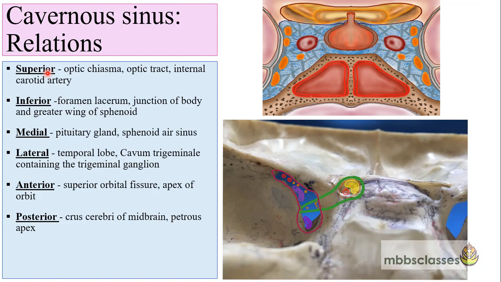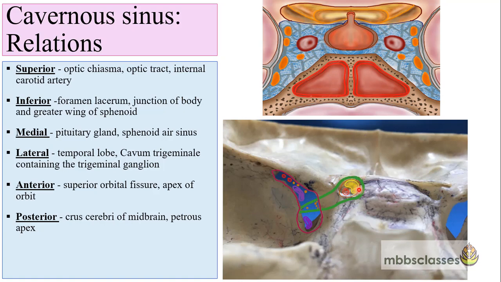Now if we see the relations of the cavernous sinus, again this is a coronal section. Here is a magnified picture of the area showing the relation of the cavernous sinus. This is the body of the sphenoid, and this is the area of the cavernous sinus. This is the lesser wing of sphenoid bone, and this red color area is the superior orbital fissure. Through the superior orbital fissure pass the superior ophthalmic vein and the inferior ophthalmic vein.